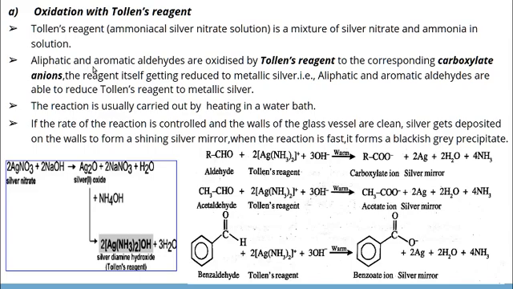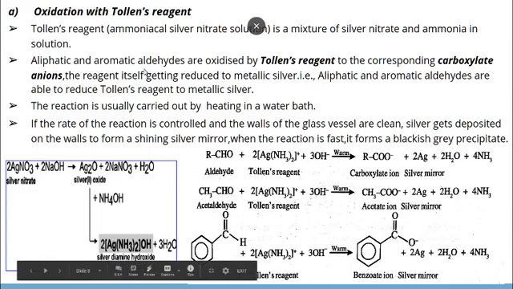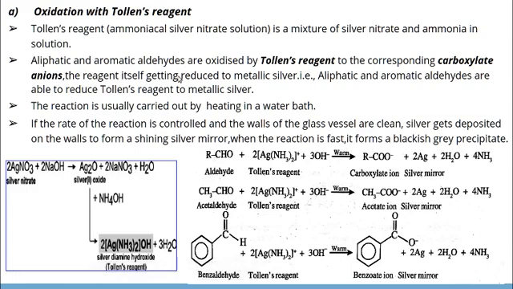Aliphatic and aromatic aldehydes are oxidized by Tollens reagent to the corresponding carboxylate anions, the reagent itself getting reduced to metallic silver. What happens during the reaction is that aliphatic and aromatic aldehydes are oxidized by Tollens reagent to the corresponding carboxylic acid, whereas the Tollens reagent itself undergoes reduction to metallic silver that will deposit on the walls of the vessel. The reaction is usually carried out by heating in a water bath.